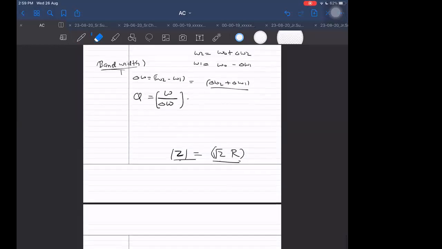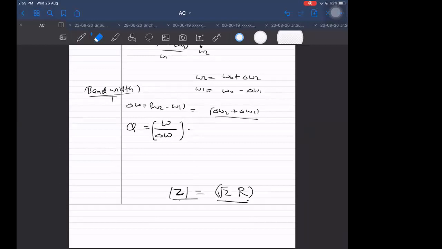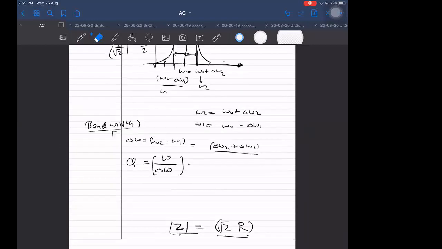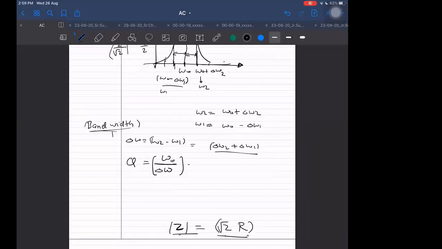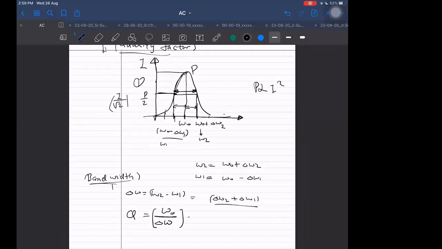Approximately, Z is equal to omega naught by delta omega. Yes, it is omega naught by delta omega. Okay, what is delta omega here? Delta omega I have to find out. That is, I have to find out two frequencies.